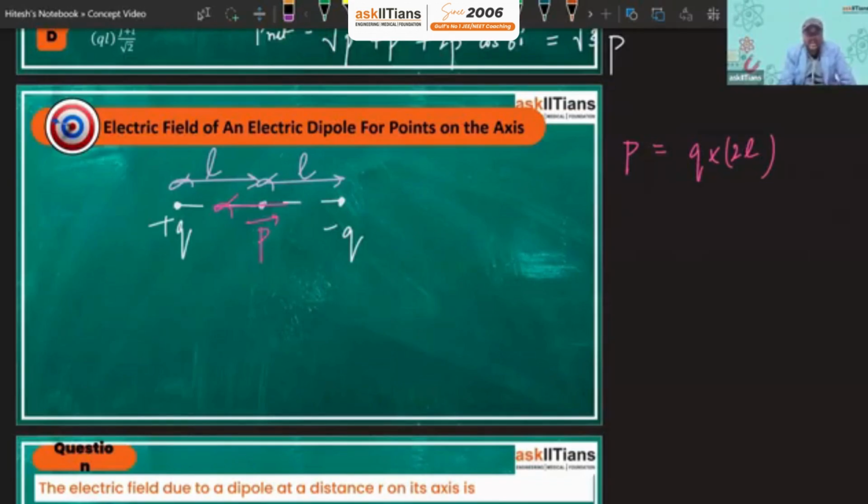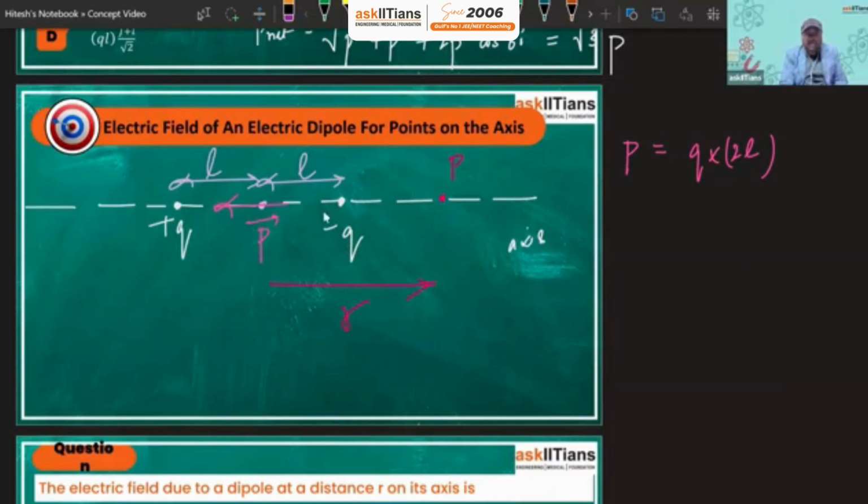Great. Okay. Then what do we mean by finding the electric field for points on the axis? This is the axis of the electric dipole. Now we have to find the electric field at any point. Let's say I'm measuring the distance from here. I want to find it at some separation r, calculated from this midpoint of the separation. Let's say this point is P and I want to find the electric field here. What would it be?